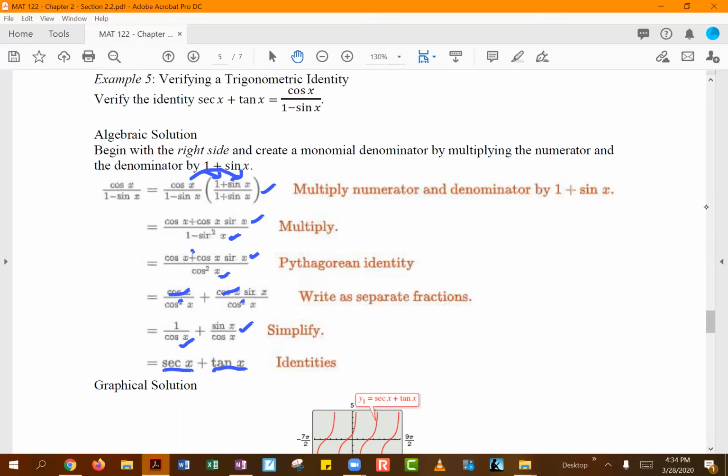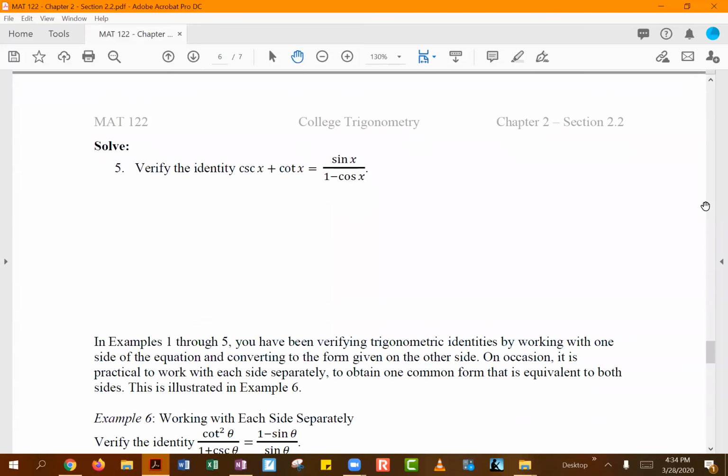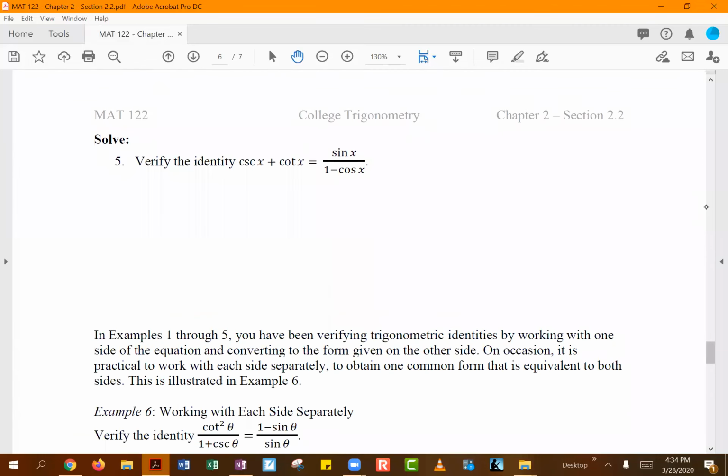Okay, and again, guys, you will see they're using the graphical solution again. So the left hand side is one function, the right hand side is one function, and once you can show that your graphs coincide, you can say that the identity is true. And again, remember, we're not using the graphical solutions for our examples. So let's see how we can go about doing problem number 5 here.